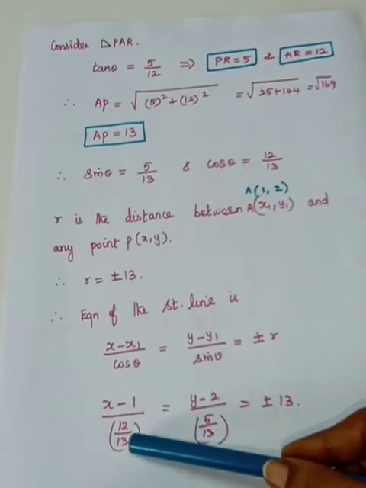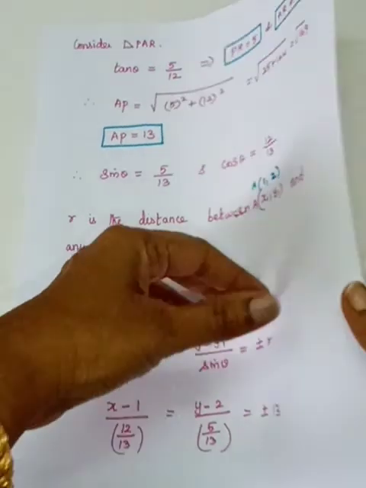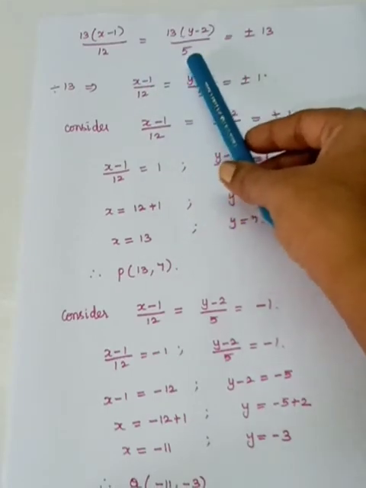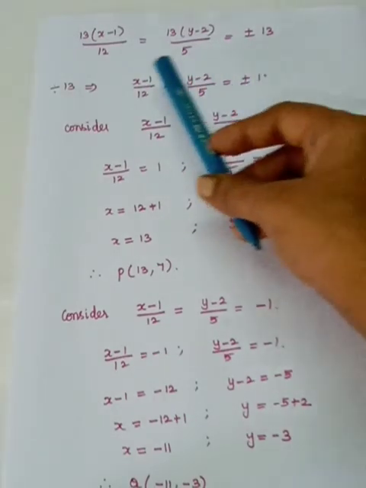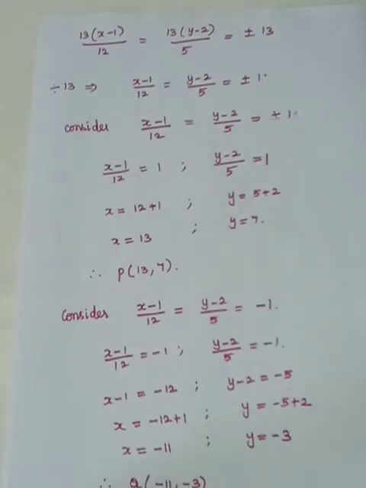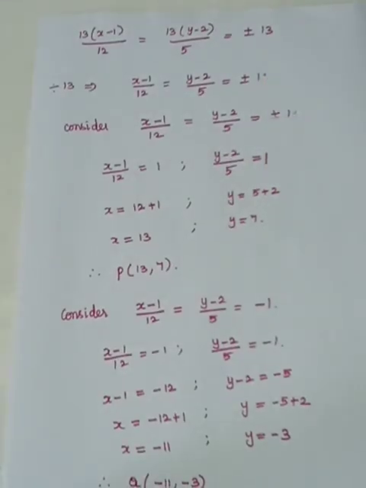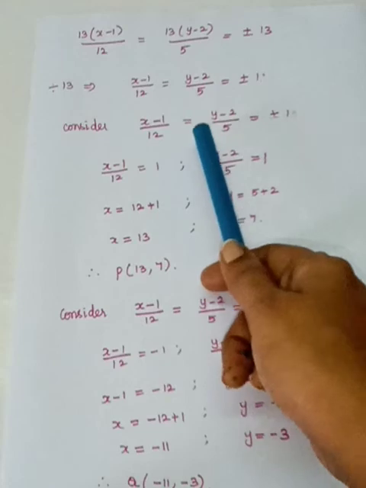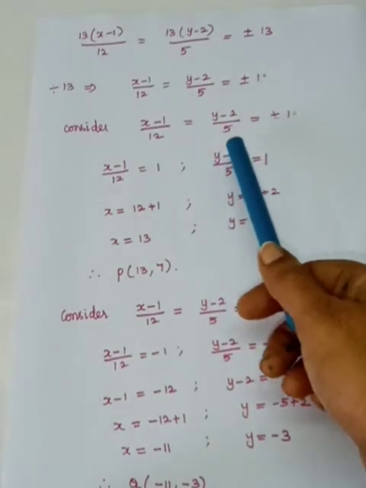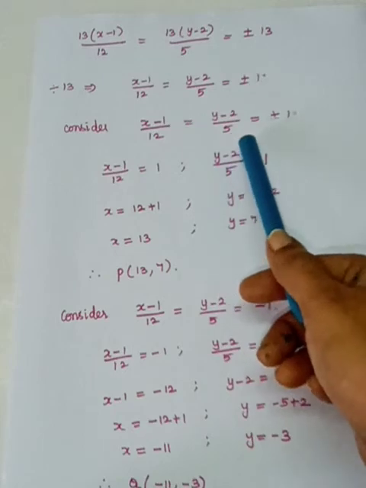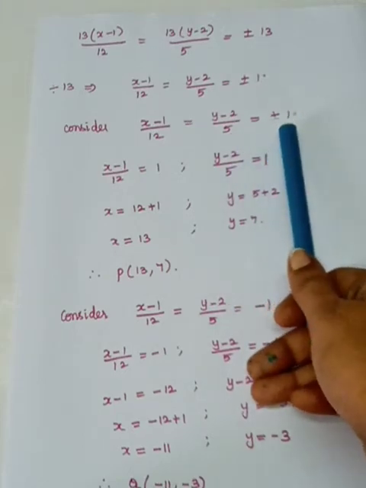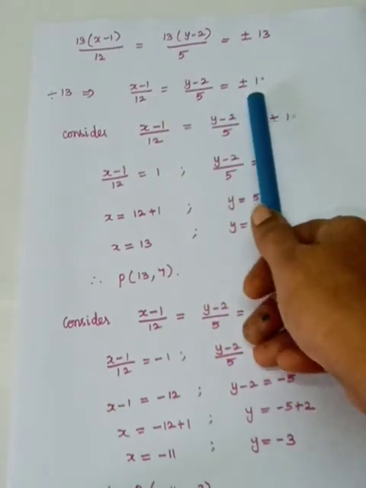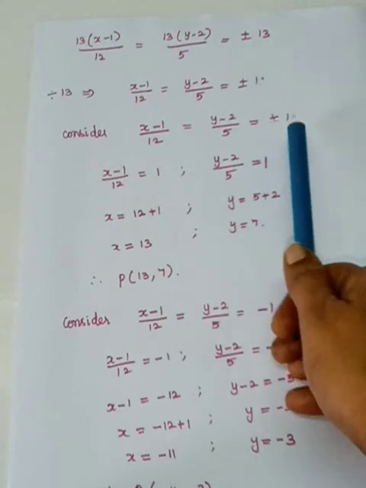So this 13 will go to the numerator. So 13 into (x minus 1) by 12 is equal to 13 into (y minus 2) divided by 5 is equal to plus or minus 13. If we divide by 13, it is (x minus 1) by 12 is equal to (y minus 2) by 5 is equal to plus or minus 1. So first we will take it as plus 1, the positive result.